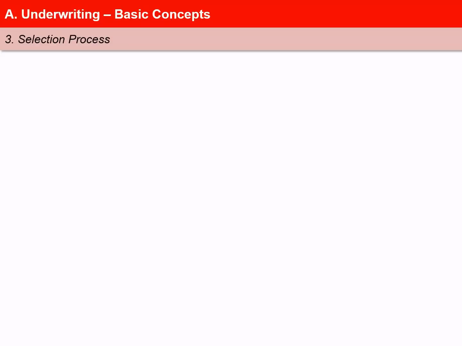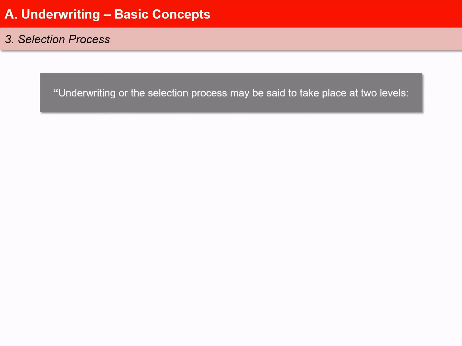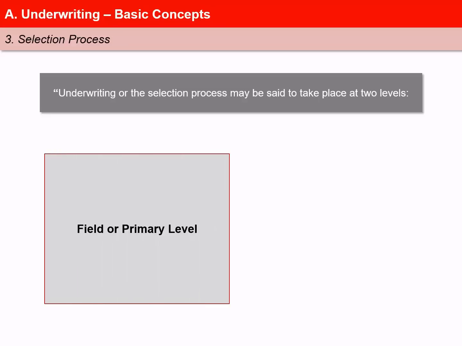Underwriting or the selection process is said to take place at 2 levels. First is at field level. It may also be known as primary underwriting. It includes information gathering by an agent or company representative to decide whether an applicant is suitable for granting insurance coverage or not. The agent plays a critical role as primary underwriter. He is in the best position to know the life to be insured.